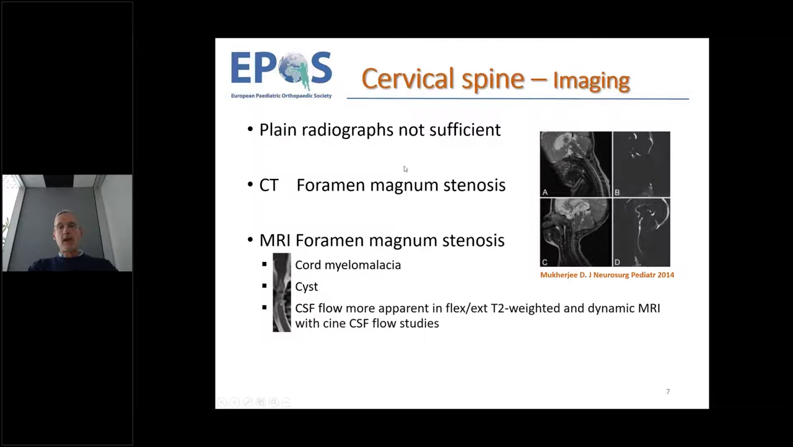If you want to image it, plain radiographs are not sufficient. CT scan is more helpful because it may show a stenosis at the level of the foramen magnum. But if you want to gather all the information, you have to perform an MRI to depict any cord myelomalacia, any cyst. And if you add some flexion extension T2 weighted MRIs, you will even see that the CSF flow might be diminished at this level.